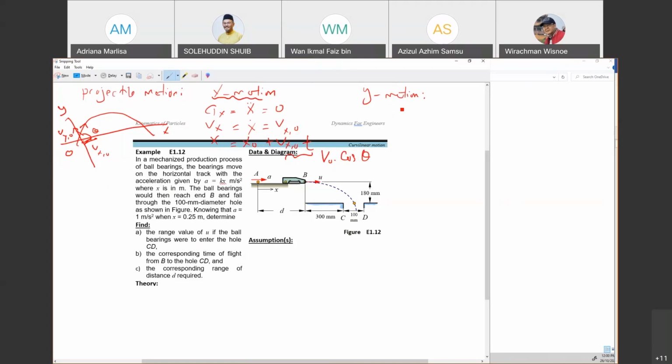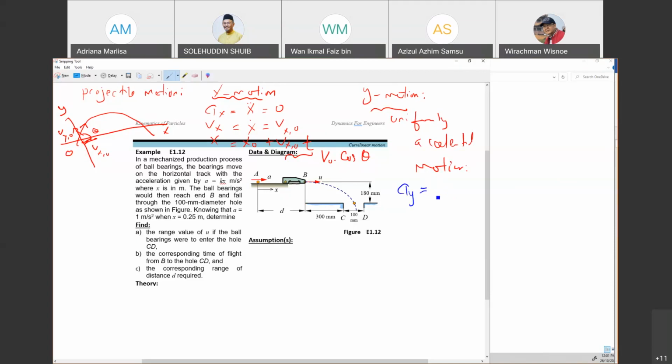So my experience benda ni pun student tak boleh nak buat. Kan? So I want you to make sure you understand this one before we do this. And then for Y motion, we are dealing with uniformly accelerated motion. Jadi semua formula yang saya cakap tadi tu kena relate lah. Okay, contoh, I use different color. AY.